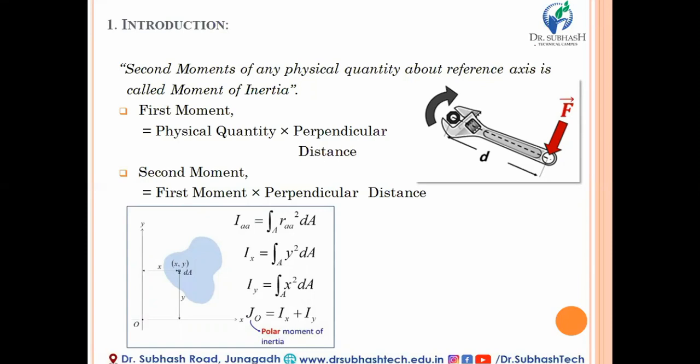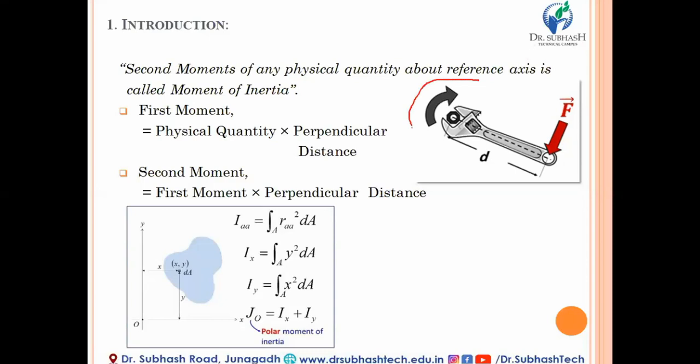So basically, the second moment of any physical quantity about a reference axis is called a moment of inertia. It's a simple and very sober definition of moment of inertia.